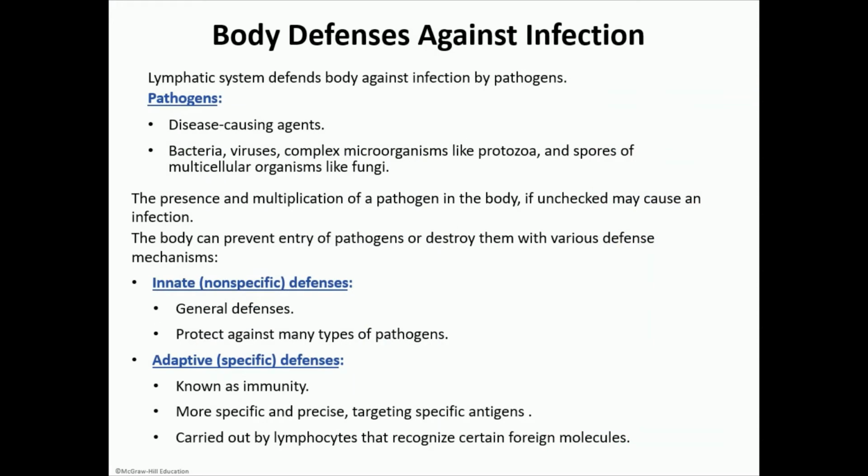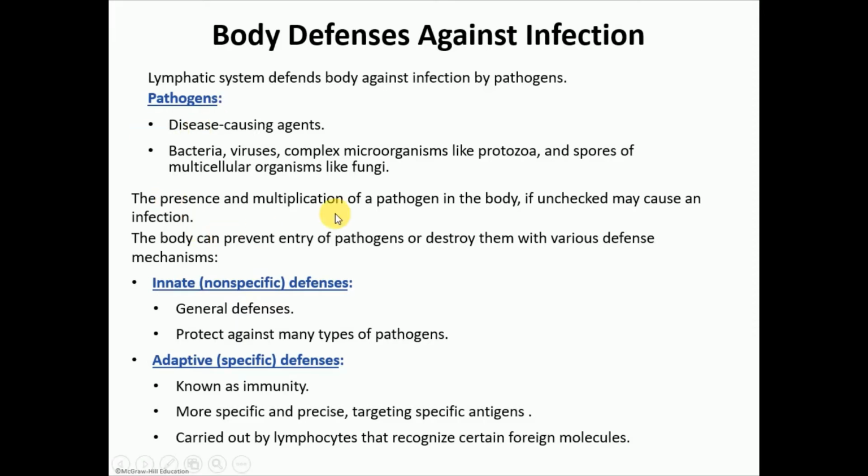Then we'll talk about the body defenses against infection. So the lymphatic system has different ways, or our body has different ways of protecting us. Let's go over a couple of definitions first. So a pathogen, if you break down that term, patho means pathology, gen means to generate, to create something. So a pathogen is any agent that can create a disease. So that could be a bacteria, a virus, a yeast, a parasite. So anything basically that can make us sick is known as a pathogen.